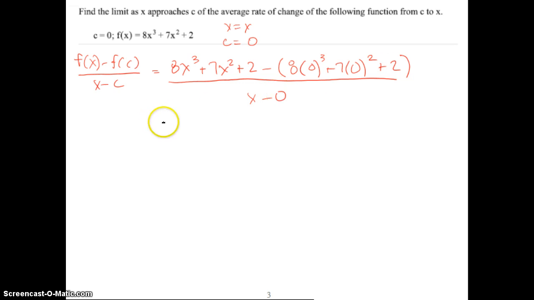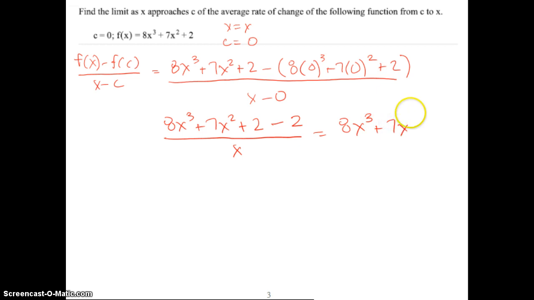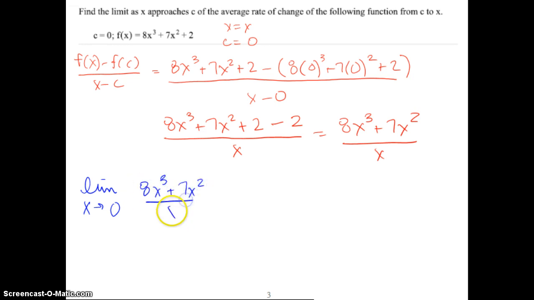So this quickly becomes 8x cubed plus 7x squared plus 2 minus 2 over x. So do you see, we simplify further and we get 8x cubed plus 7x squared over x, because the plus 2 minus 2 cancels out. So now we're looking for the limit as x approaches 0 of 8x cubed plus 7x squared over x.